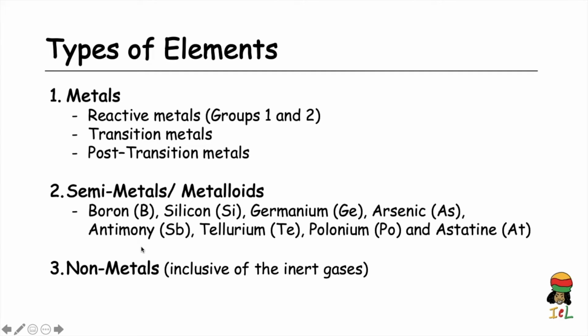The metalloids border the boundary that separates the metals from the nonmetals on the periodic table and include boron, silicon, germanium, arsenic, antimony, tellurium, polonium, and astatine. There are only a few elements that are nonmetals, inclusive of the inert gases. The inert gases were specially mentioned because they're all gases and generally unreactive.